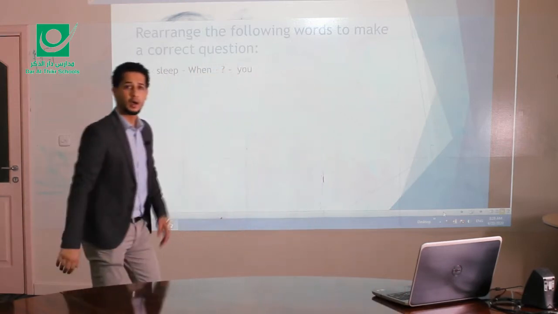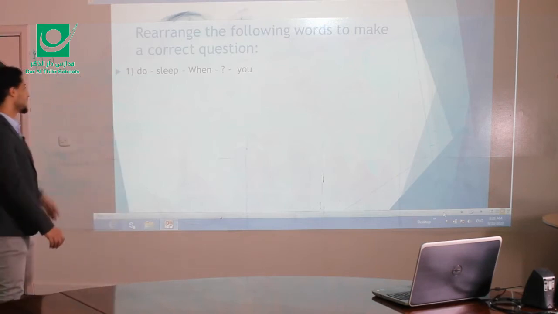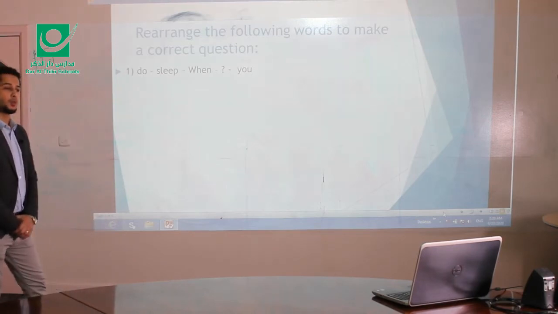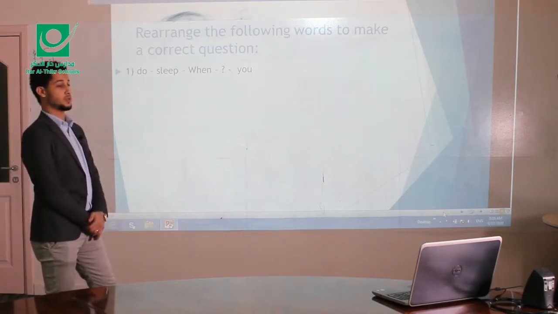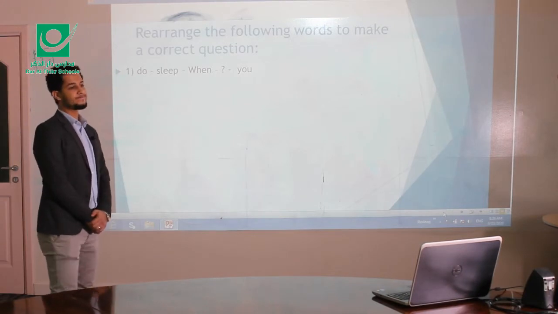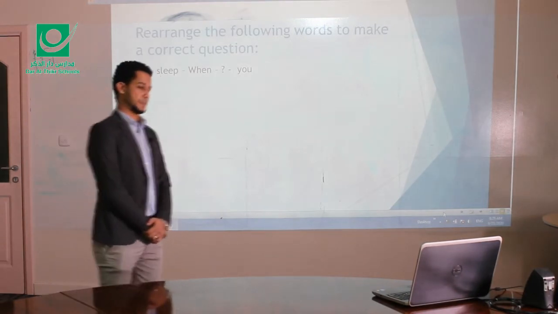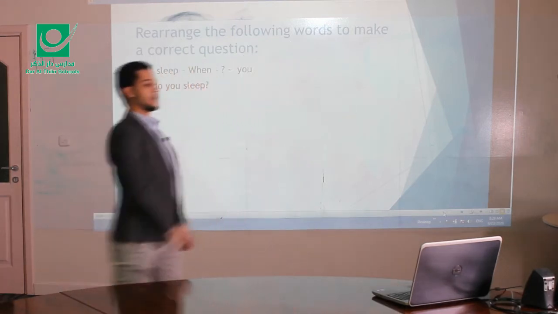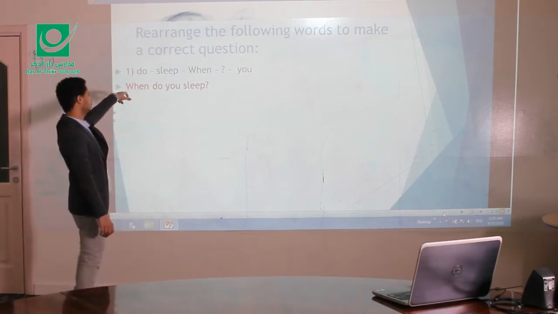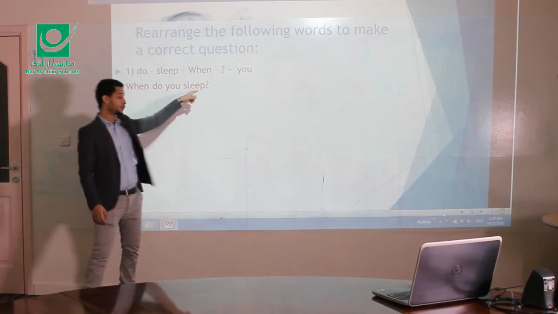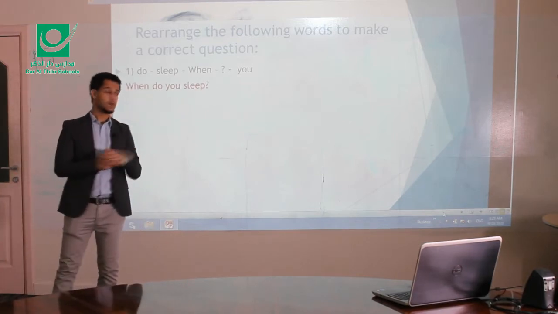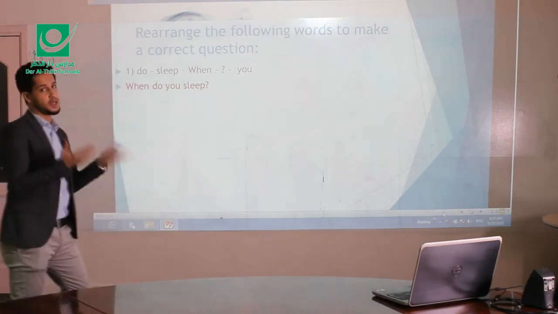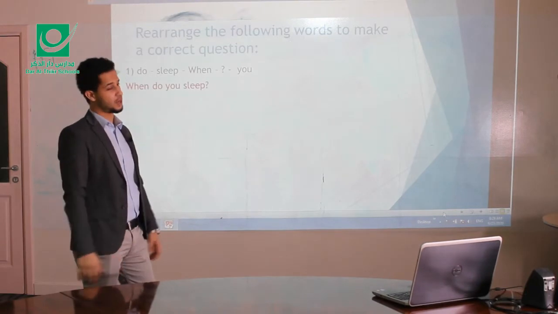This is question 1. Number 1: do, sleep, when, question mark, and you. I'll give you half a minute to answer this. Let's check the answer. The answer is: when do you sleep, and then don't forget the question mark. Okay? When do you sleep? As we said, question word, and then do you, and then the verb in the base form without any additions.